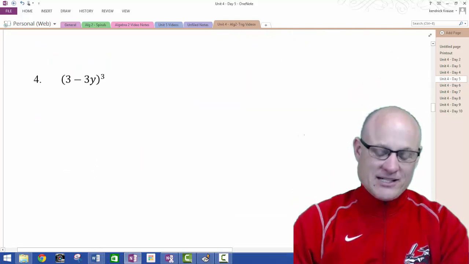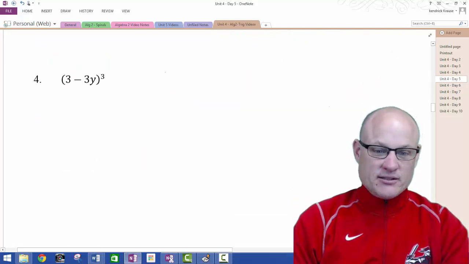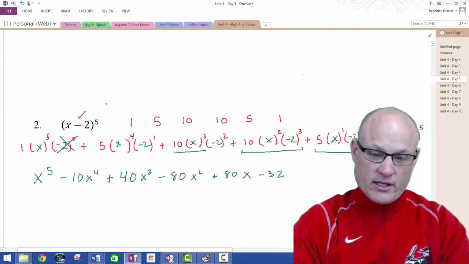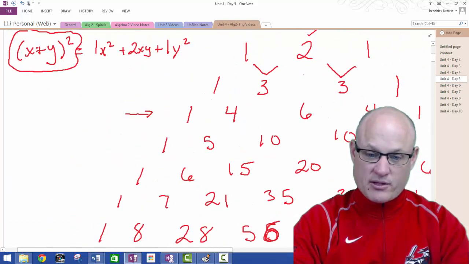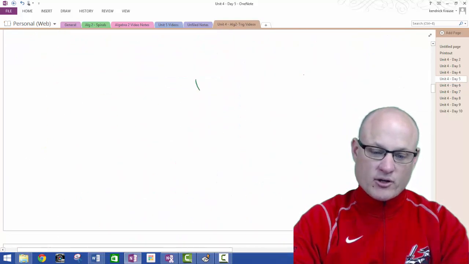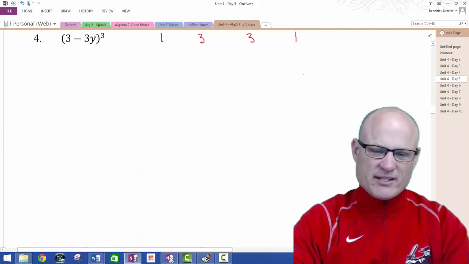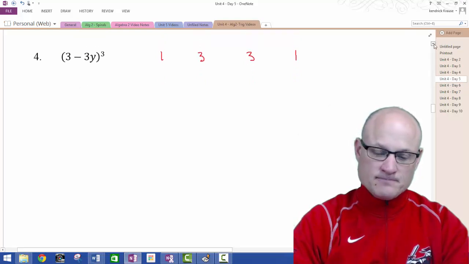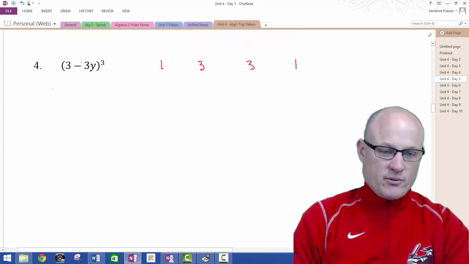Oh, gotta love in this one. It's a 3. 1, 3, 3, 1. Now, if you need to go all the way back up here and see it, it's 1, 3, 3, 1. Or you can just trust me. When we get to the later ones or we get to the bigger ones, I'll have to go back up to these. Okay. Let's see what we got here. 2 sets of parentheses.